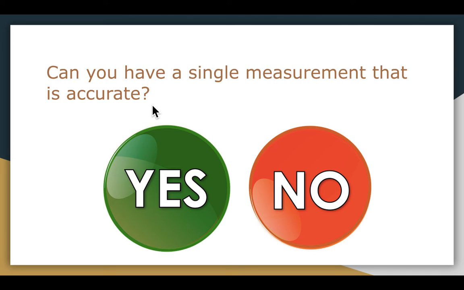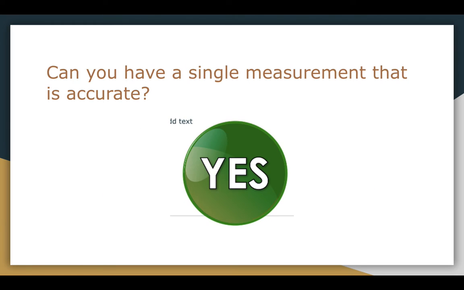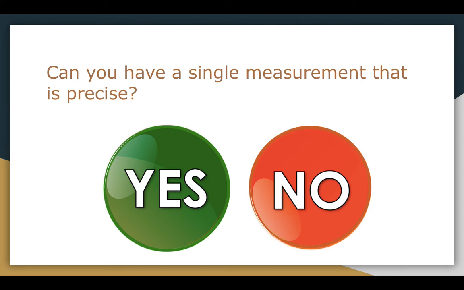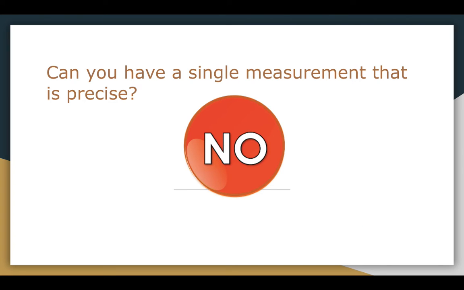So think about this. Can you have a single measurement that is accurate? Can you do one throw that hits the bullseye? The answer to that is yes. You can have a single measurement that's accurate. Now review the definition of precision. Can you have a single measurement that is precise? Remember, precision is talking about the repeatability of your measurements. So no, you cannot have a single measurement that is precise, because precision is how close a series of measurements are to each other. A single measurement would not fit that definition.